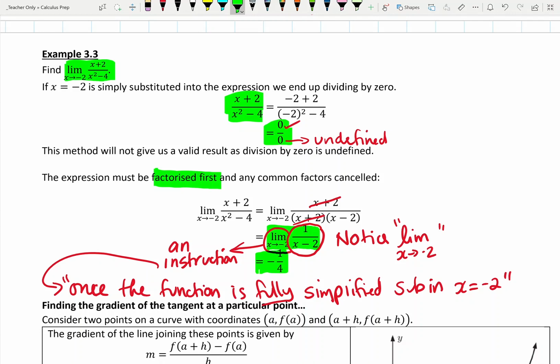You should recognize, however, that the function is actually discontinuous at x = -2, because (-2)² is 4, minus 4 is 0. So we would have an asymptote at this point because it's a rational function.